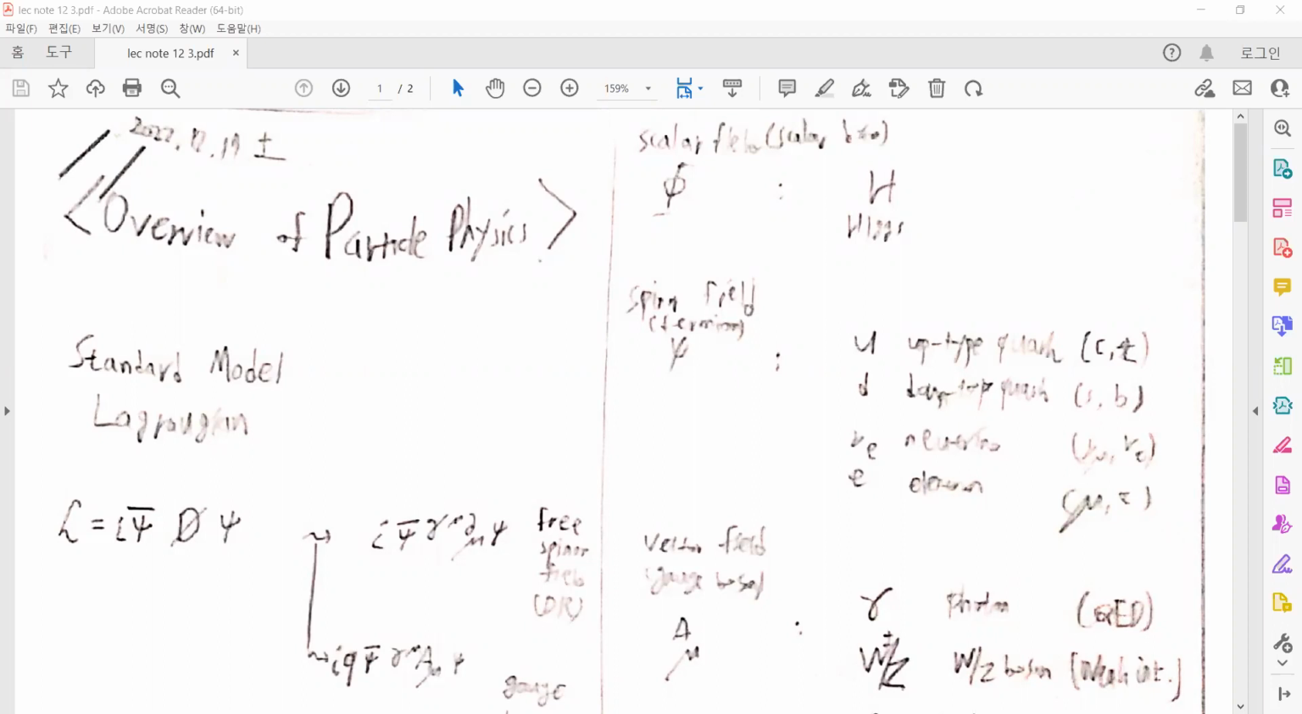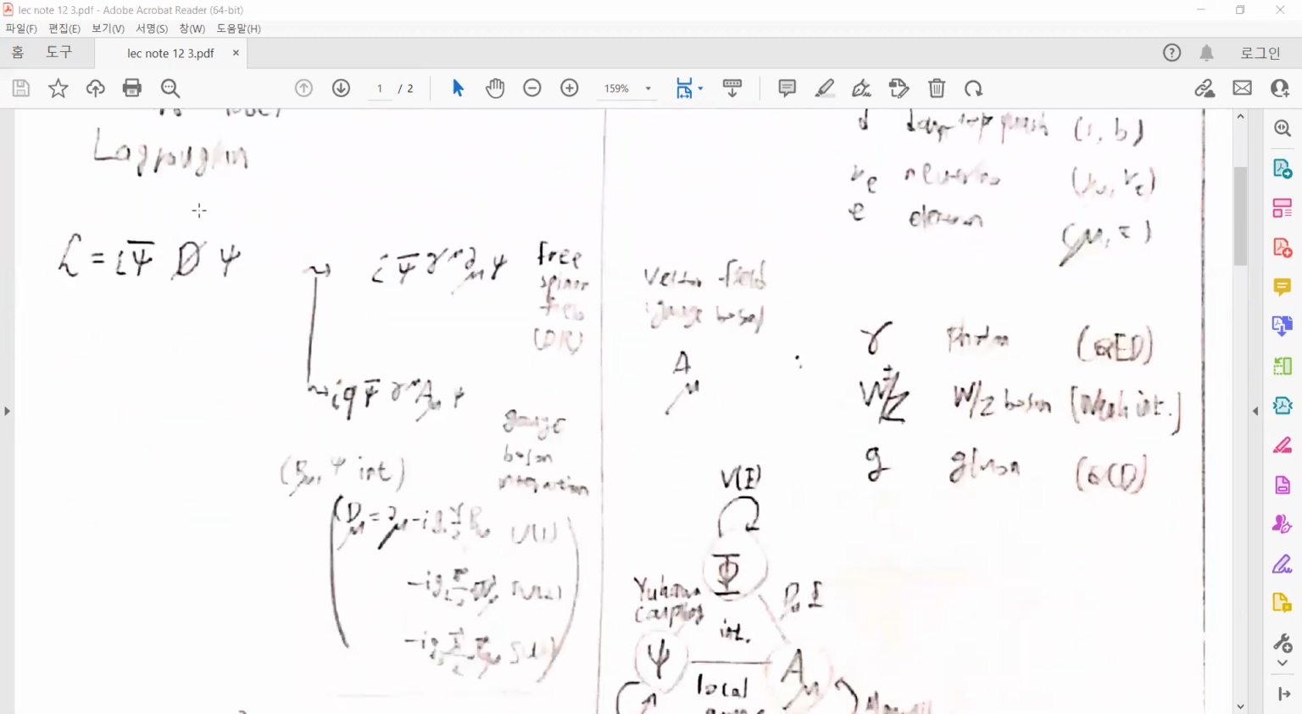Specific examples of the scalar, spinor and vector fields are quarks, leptons and gauge bosons. And we will evaluate various observed quantities in particle physics using the Feynman diagram. So there are several terms in the standard Lagrangian of particle physics.